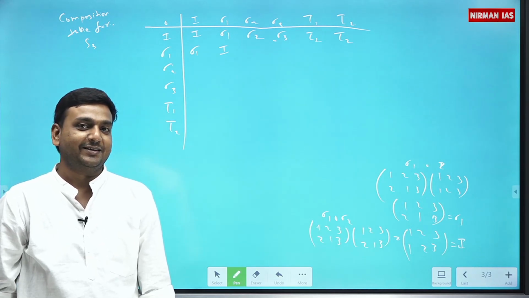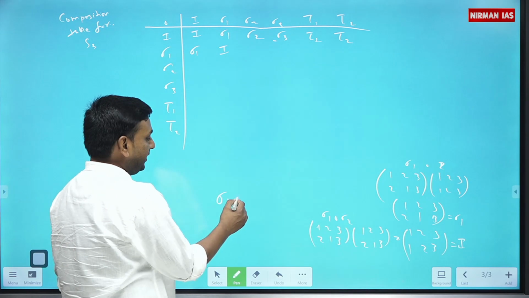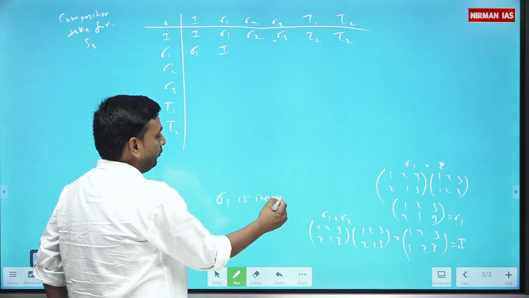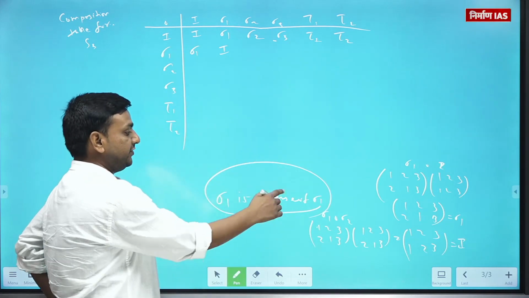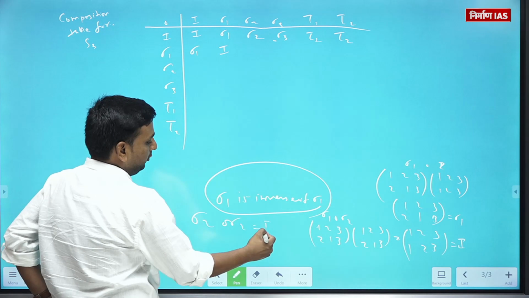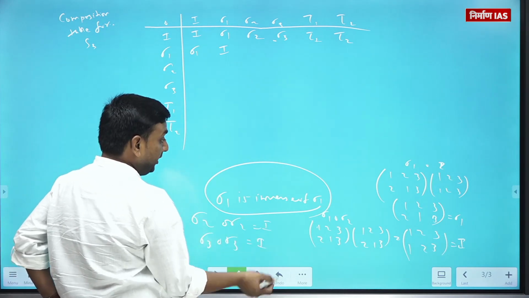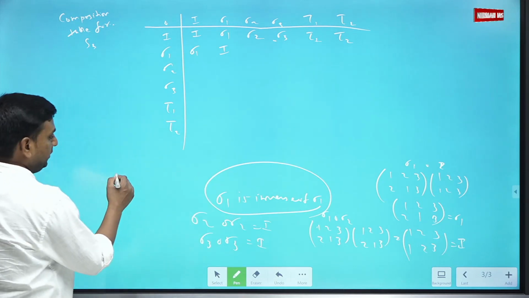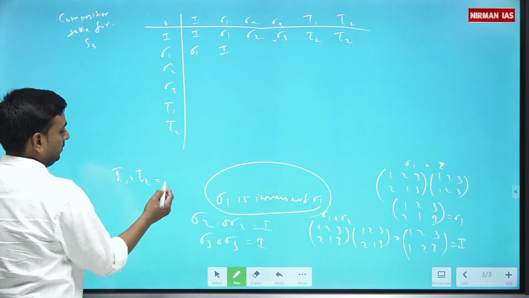Getting my point? So you can say sigma 1 is the inverse of sigma 1. In the same fashion, you can calculate sigma 2, you will be getting I only. Sigma 3 composition sigma 3, you will be getting I only. In the same fashion, you can compose tau 1 composition tau 2.